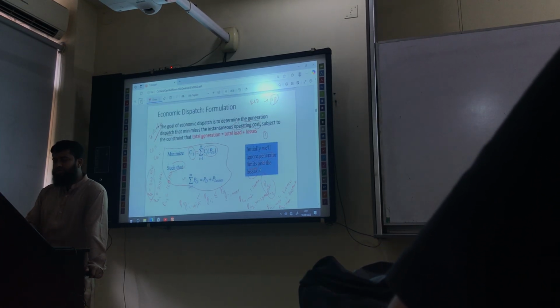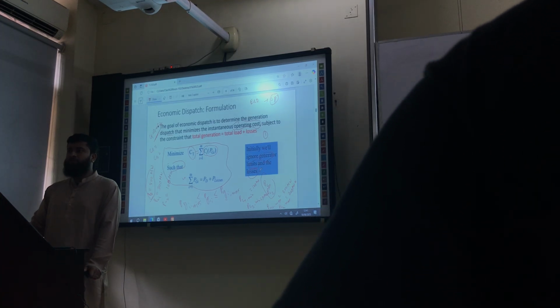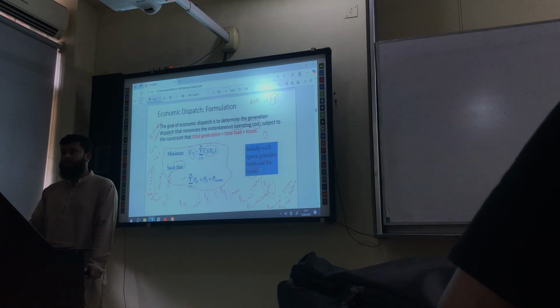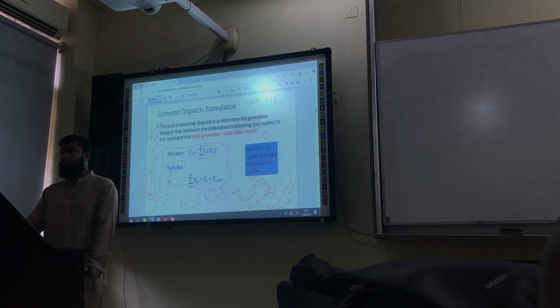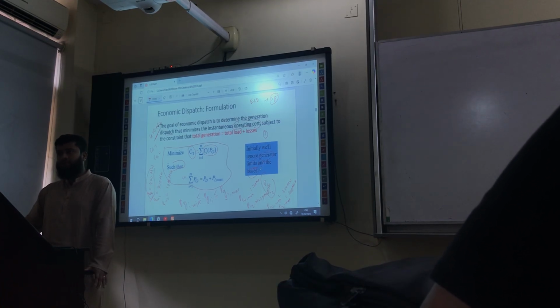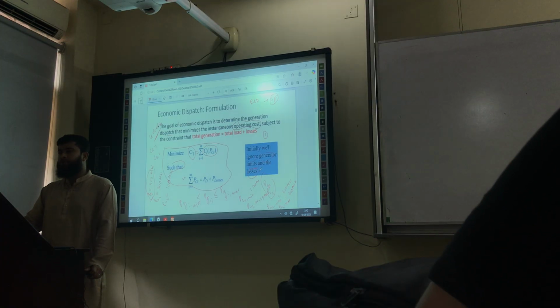These techniques are very old techniques, and they are only useful for a small system, like a system with, let's say, 2, 3 or 5 generators. But if your system is big, like 100 generators or 50 generators, which is very common in a practical system, then this approach will not be used.